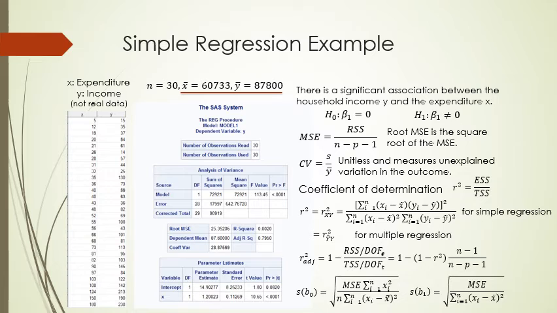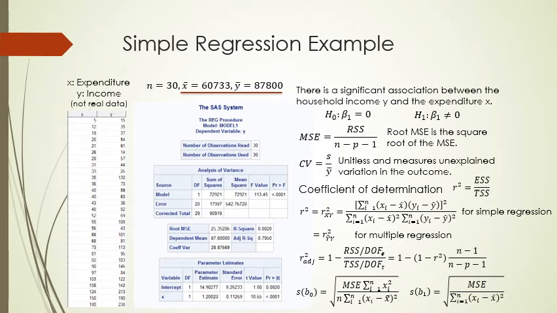Here, we find the degrees of freedom for the sum of squares. As learned from the last slide, the number of total degrees of freedom is n-1, which is 29. The number of model degrees of freedom is 1, since there is only one predictor. So, the number of error degrees of freedom is 29 minus 1, which is 28.